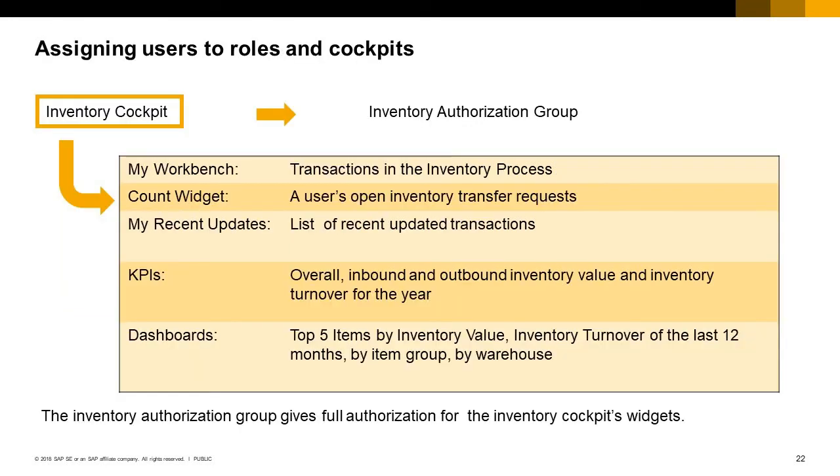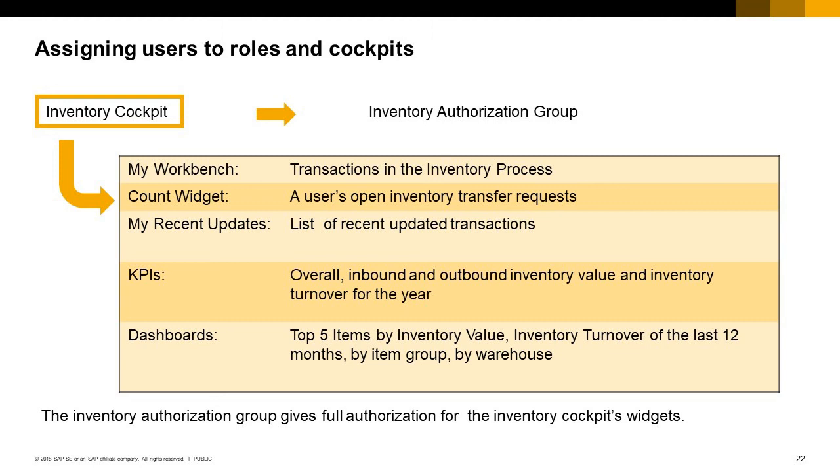For example, the OEC Computers Warehouse Manager wants his team members to use the inventory cockpit. Therefore, he asks the IT manager to assign the inventory permission group to each user on his team. When the authorization group is assigned, each user can access the widgets associated with that cockpit. The inventory cockpit includes a Workbench widget with everyday inventory transactions, an account widget for each user's own open inventory transfer requests, and a list of recent updated transactions.